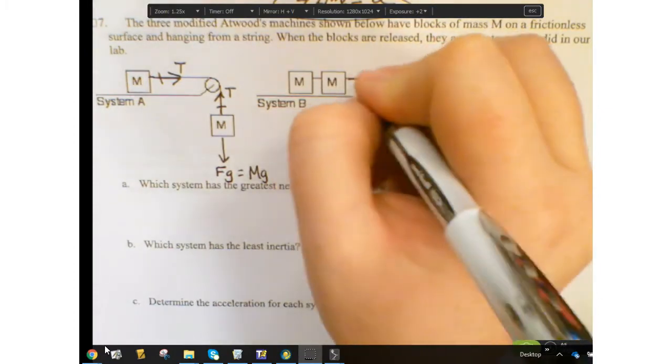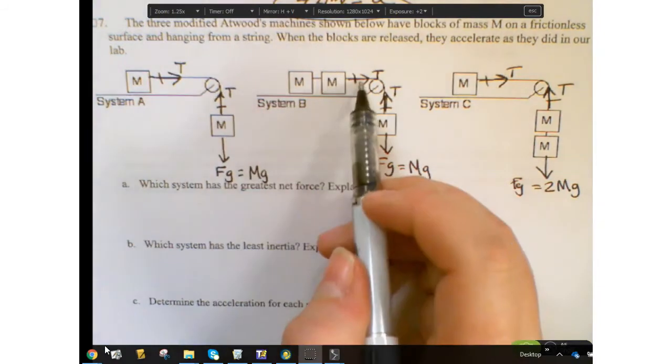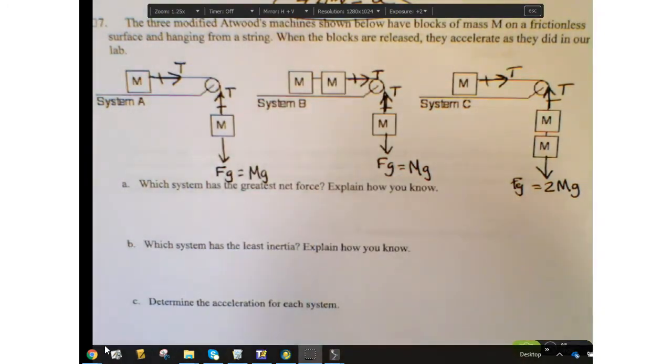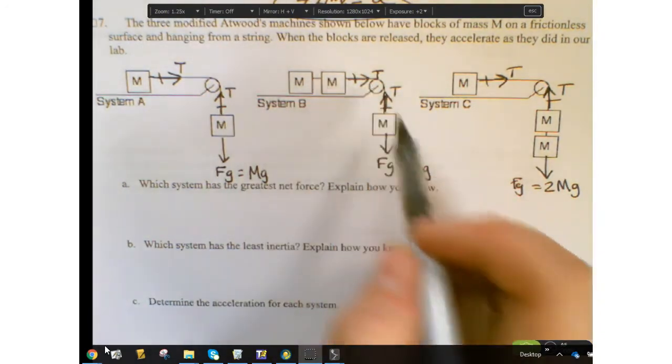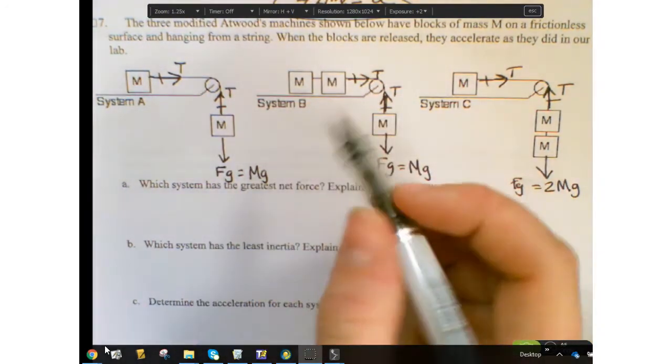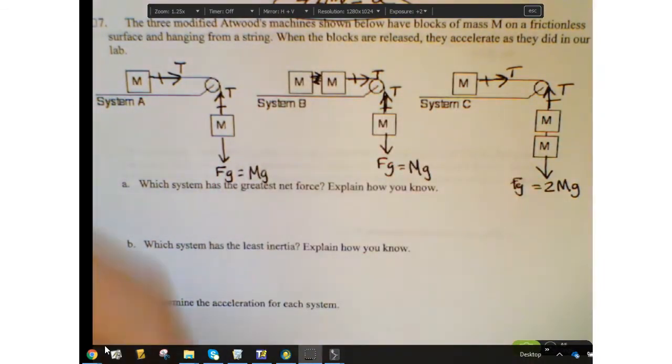Now these tensions in each one, so like this tension may not be equal to that tension because they're all going to have different accelerations, but for the system itself, those are balanced. And then of course there are tensions. There is a tension here and here, but I'm not worried about that. Again, it's a Newton's third law pair, internal force.